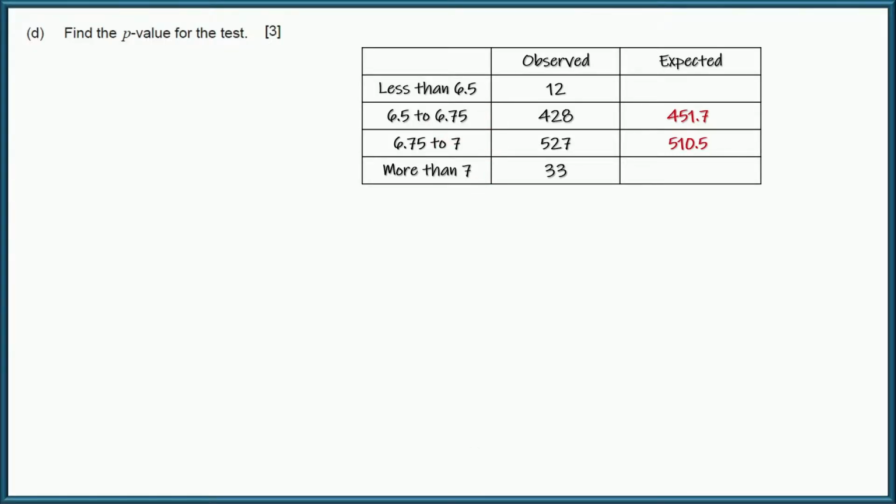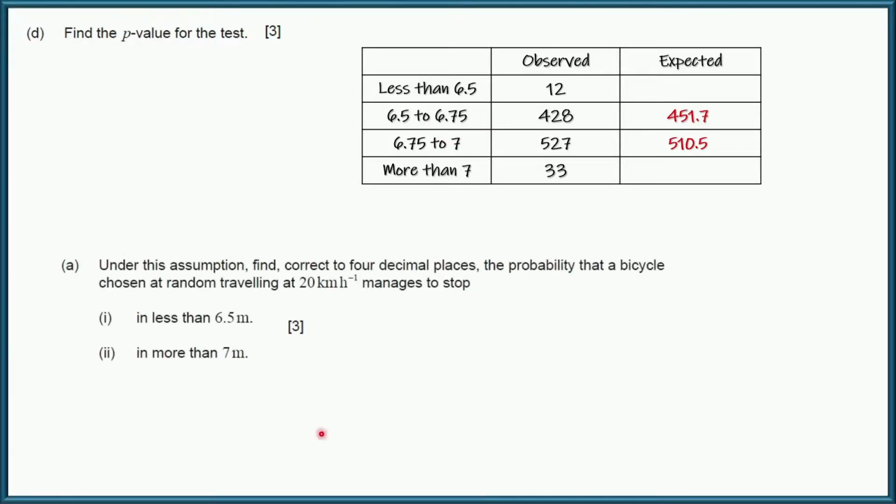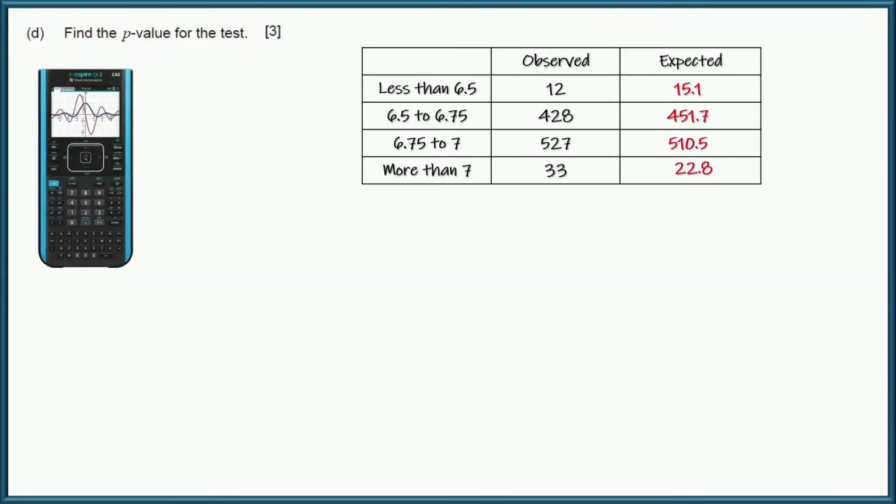Now, earlier, we figured out the expected values for less than 6.5 and more than 7, right? We found that the probability of a bike stopping in less than 6.5 meters was this. So all we have to do is multiply that by 1,000, and same for the more than 7, and that gives us these values right here. So now we have to find the p-value for the test.